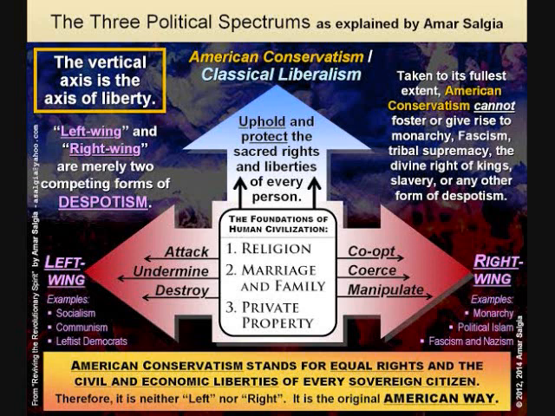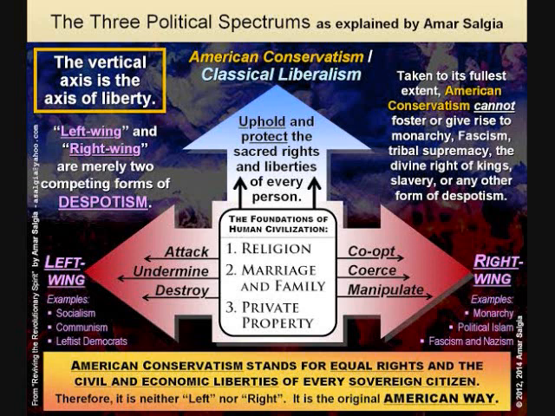Now, we've got the vertical axis, which is the axis of classical liberalism, which I call American conservatism. And American conservatism can be interpreted in many ways, but I say American conservatism is classical liberalism of the natural right school. And on that axis, again, it is a spectrum. There are different gradations of classical liberalism. On that axis, we uphold and protect the sacred rights and liberties of every person. The more classically liberal one becomes, no closer to the right wing or the left wing. That's why it helps to look at them as three distinct spectra.